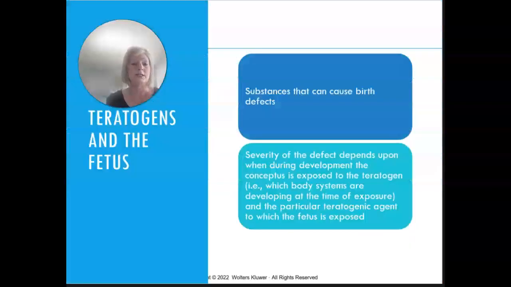All right, so some special considerations that we want to think about. Teratogens and the fetus. Teratogens, remember, those are the bad things that we can get into that can cause defects in our baby. Those are just substances that can cause defects. And the severity of those defects kind of depends on what development phase the baby was in, what body system was developing at the time. Was it the cardiovascular system? Was it the neurological system? Was it the reproductive system? What was happening at that time?